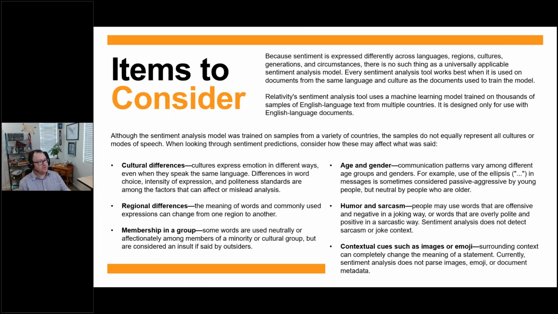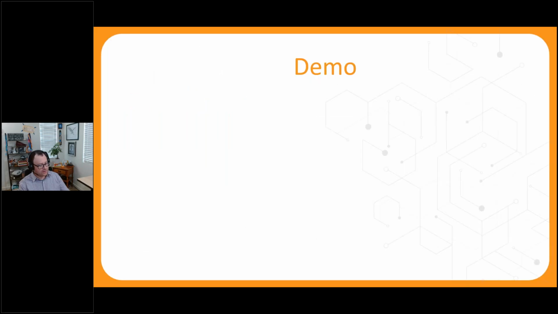Just some items to consider, right? A data set was used to train this, and it's not an all-encompassing data set. It is literally taking the information as it's written on the page, so things like regional differences, humor, and sarcasm, it may miss some of those. That's just an example, and there are obviously many more items to consider.